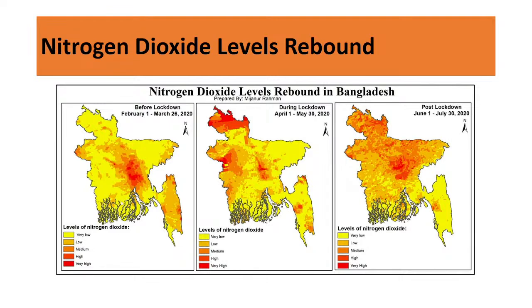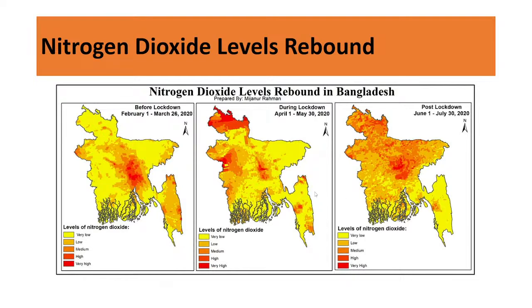Okay, so this is before lockdown, and it is also showing during lockdown and post lockdown. After the lockdown period, people go out of their homes and onto the road, and all of those industries and factories will be opened after lockdown. Then you can see the nitrogen dioxide level will be more distributed. Okay, more places will be covered.